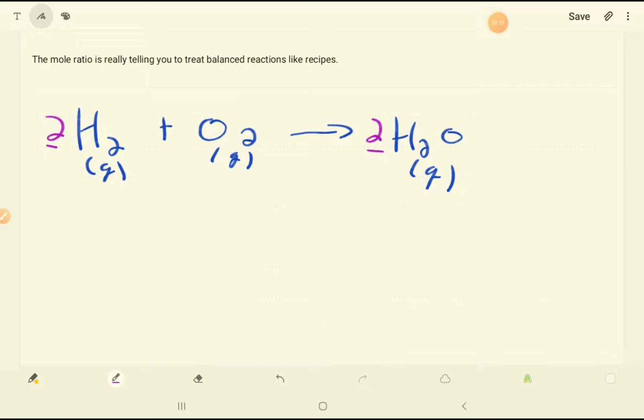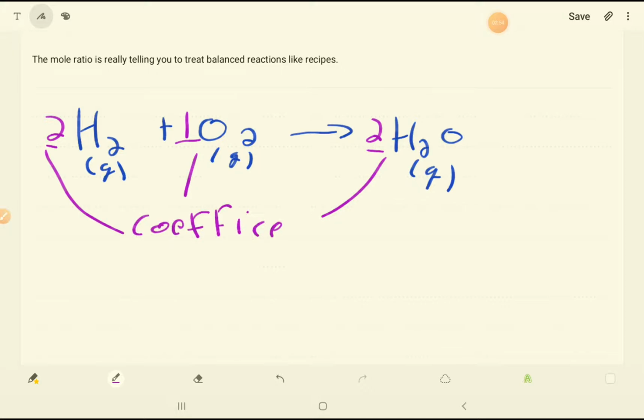Now in grade 10, when we were balancing reactions, these coefficients here, and there would be an invisible one where the oxygen is, didn't really mean anything other than the fact that we were just trying to make the number of atoms the same on both sides. Now, these coefficients are going to represent the number of moles that are required by each entity. So the coefficient equals the number of moles.